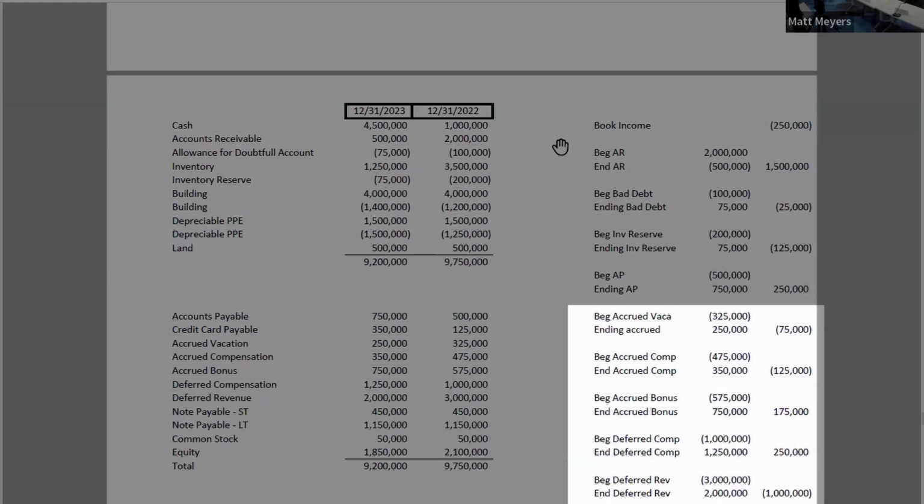And then accruals. So how would that work from a cash basis standpoint? Do we have cash moving on an accrued vacation expense? We don't, right? So is this another one where we're just flexing it? Yep. Okay. 100%. Deferred comp, same way.